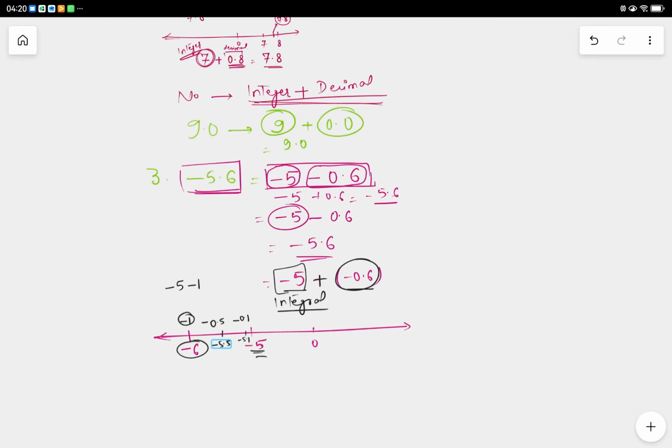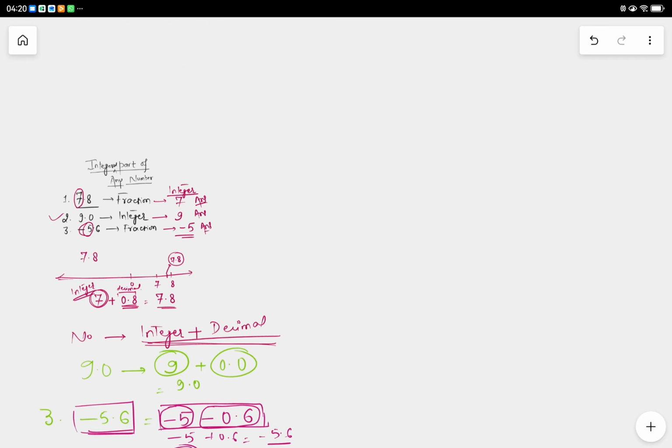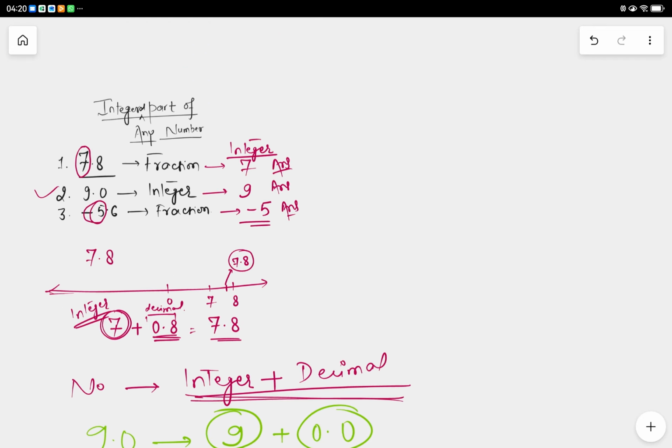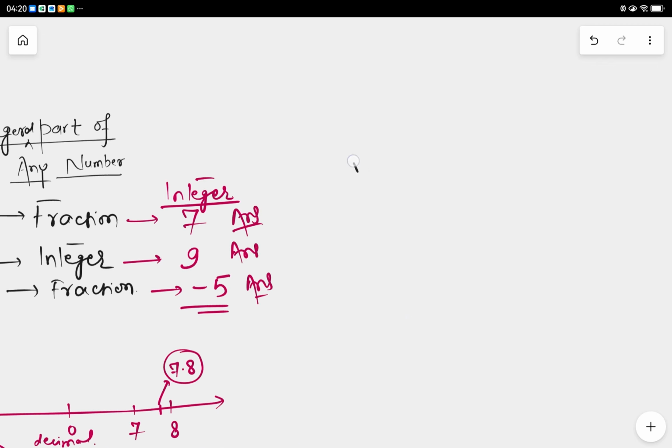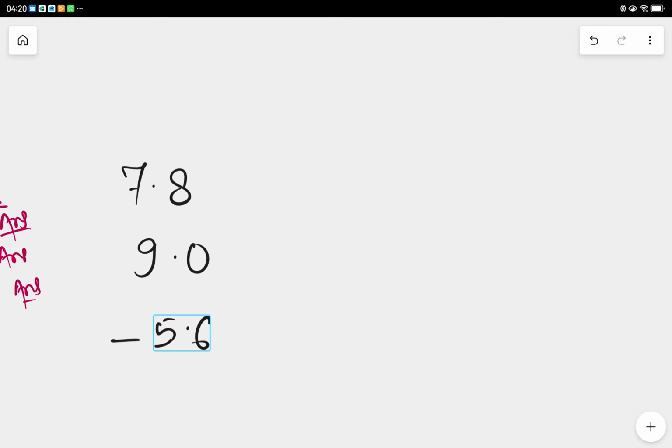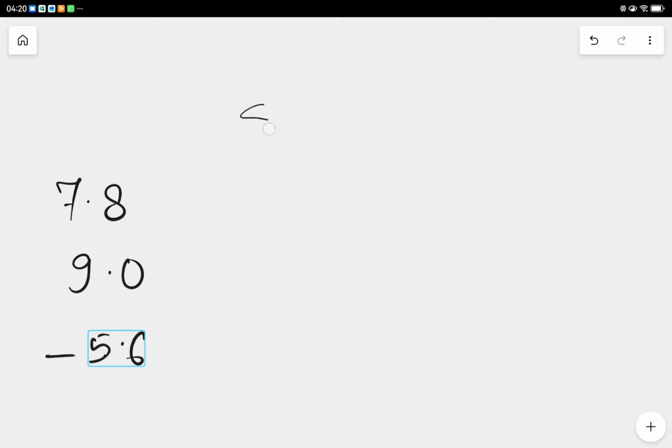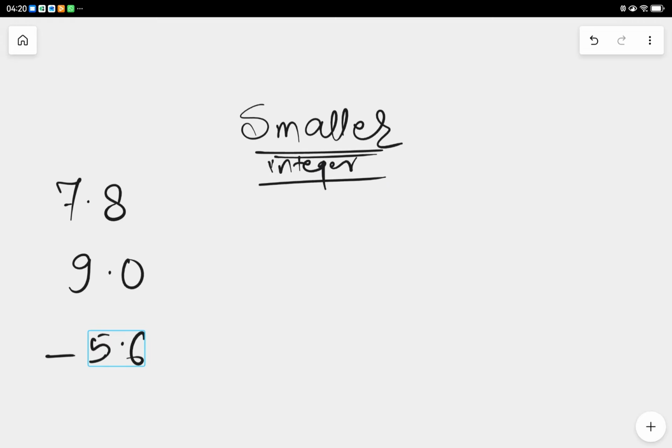Now the second thing that we will learn in this particular topic of the integral part of any number is, let us take the same three examples: 7.8, 9.0 and minus 5.6. Now the question changes. What is the smaller integer part of this number? And what is the larger integer part of this number?